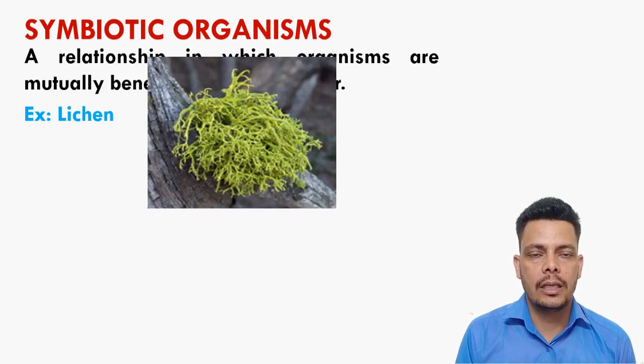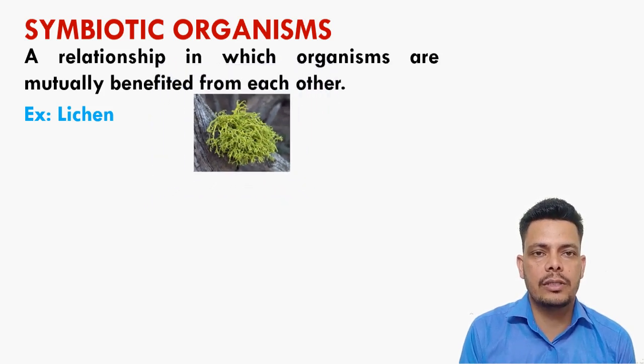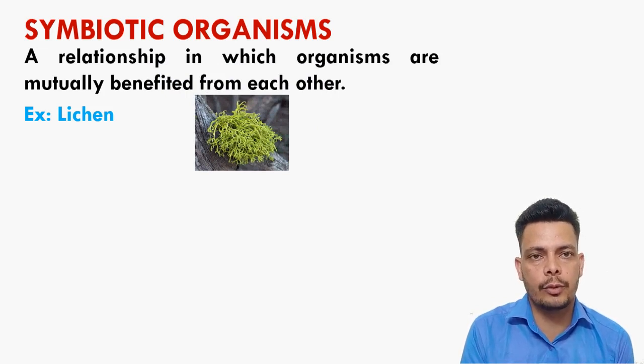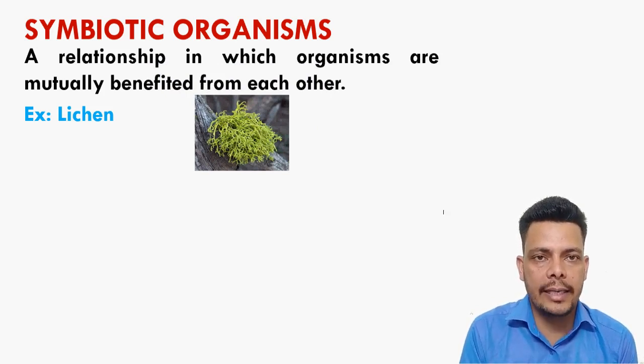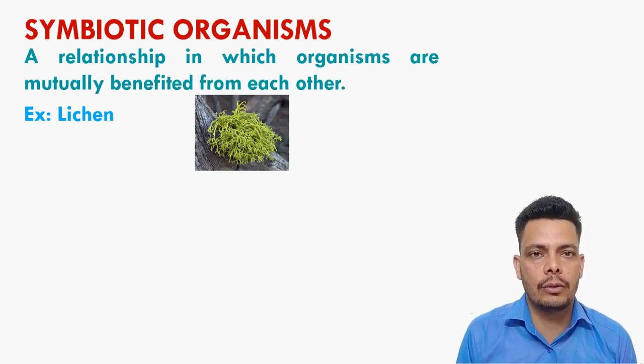So what are lichens? They are a mutually beneficial combination of alga and fungus. The alga has the capability to synthesize its own food. It gives the food to the fungus, and the fungus provides protection. So if any organisms come in close association in which they both benefit from each other, this relationship is symbiosis, and that is called symbiotic mode of nutrition.